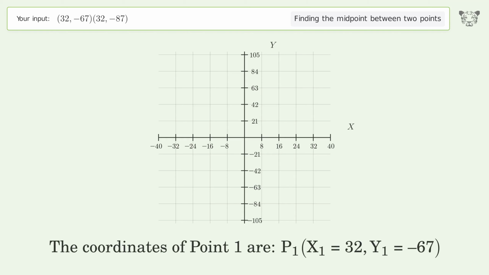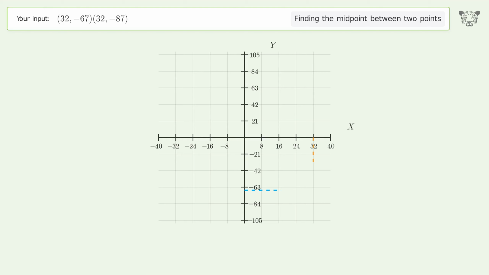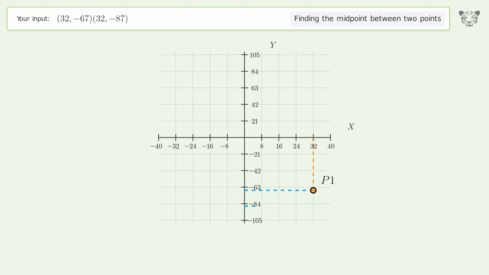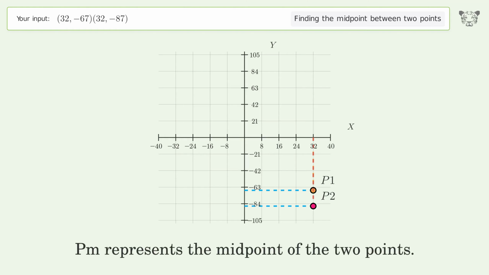The coordinates of point 1 are x1 equals 32, y1 equals -67. The coordinates of point 2 are x2 equals 32, y2 equals -87. PM represents the midpoint of the 2 points.